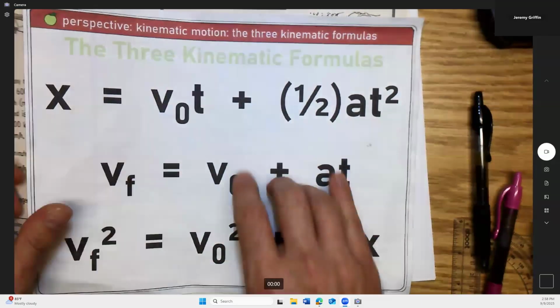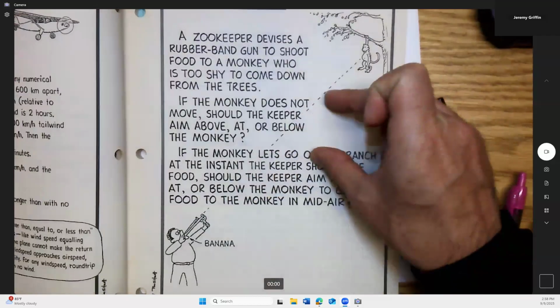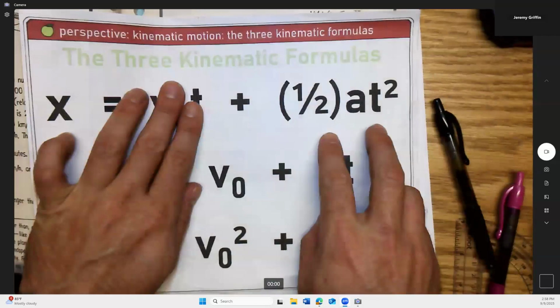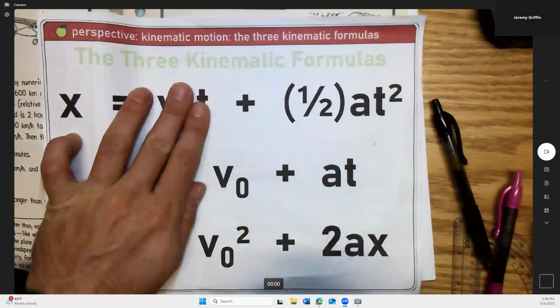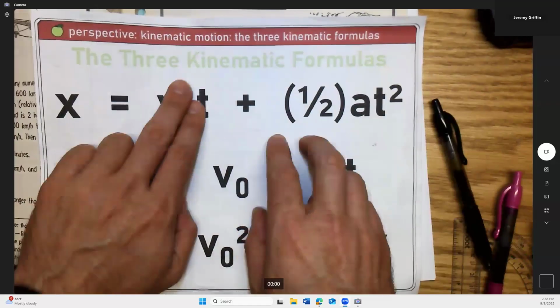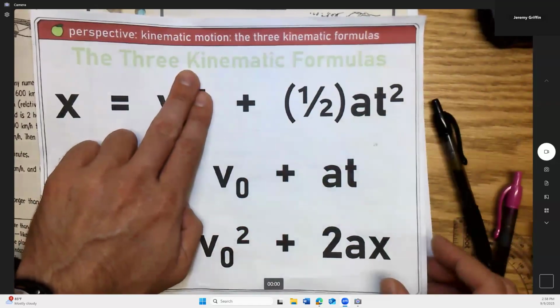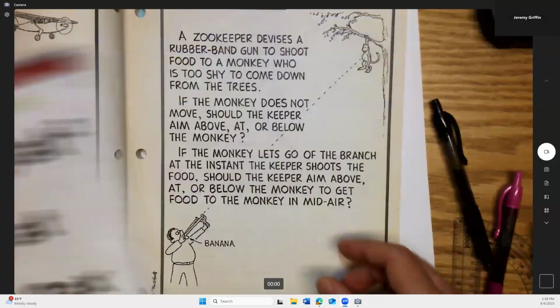How far the banana deviates from that straight line path, assuming you aim straight at the monkey, is also 1/2 gt squared. If you want to find the exact location of the banana, then that's where the v naught t comes in. But the deviation is also 1/2 gt squared, which matches exactly how far the monkey fell. So now the monkey can grab the banana midair.